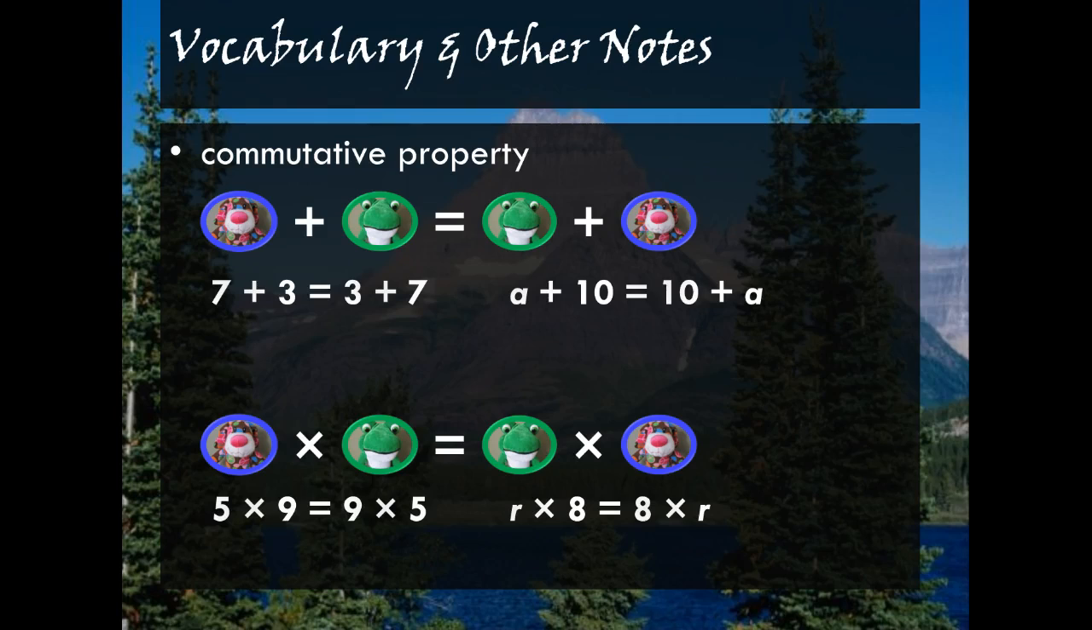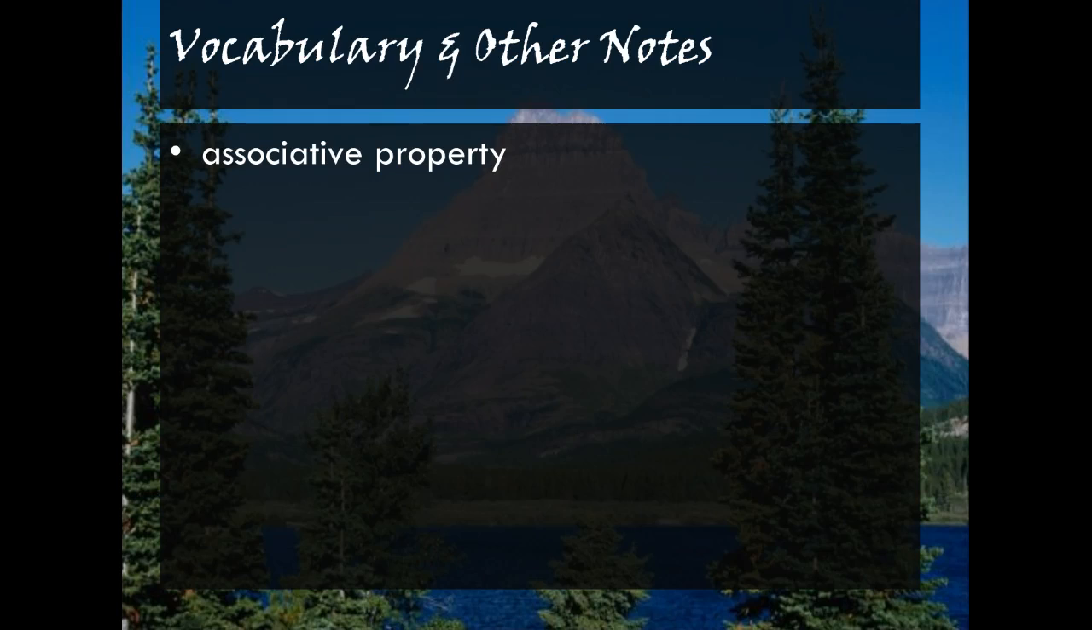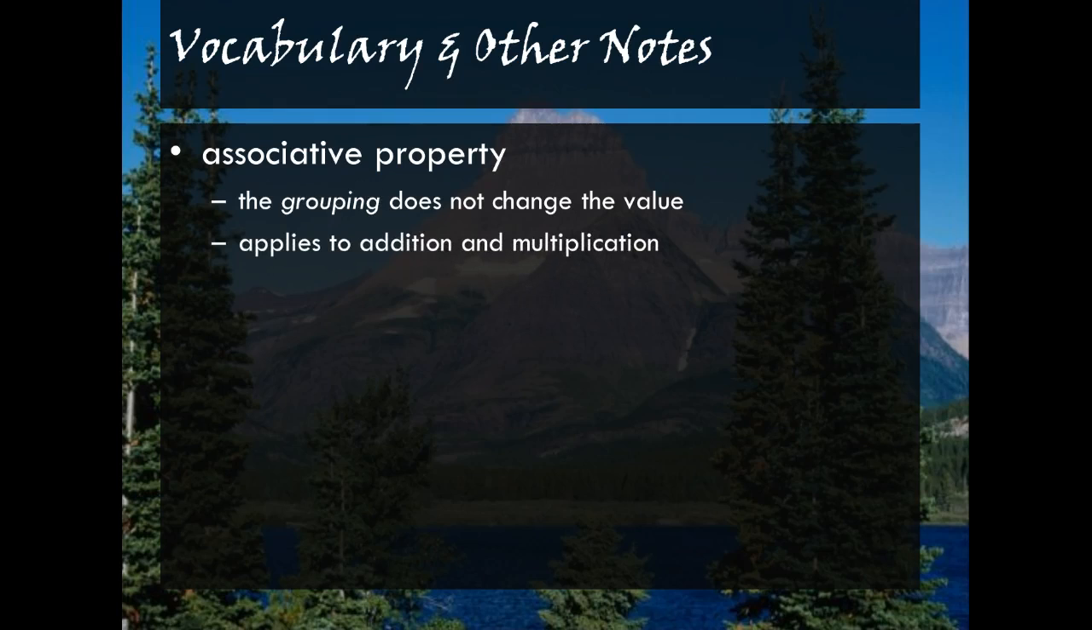When we're working with numeric expressions, such as 5 times 9 and 9 times 5, we can switch the order and still get the same value. This also applies to algebraic expressions. Next, let's look at the associative property. With the associative property, the grouping does not change the value. This also applies to addition and multiplication.